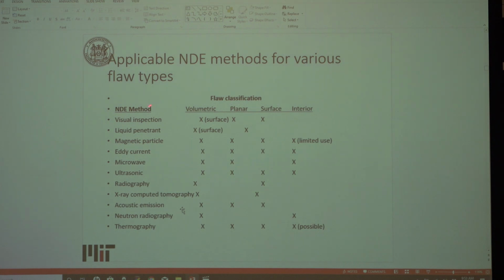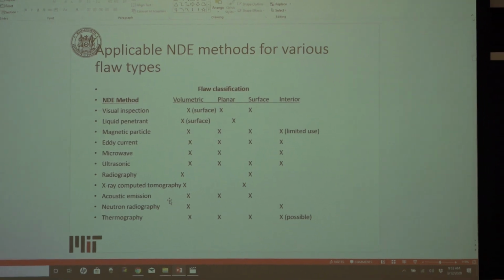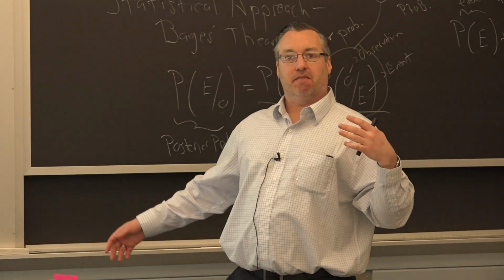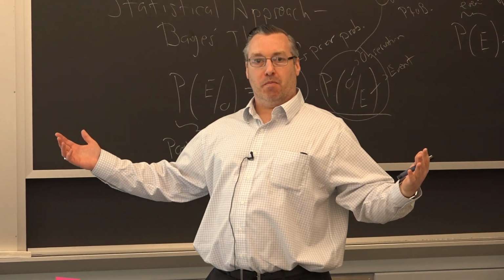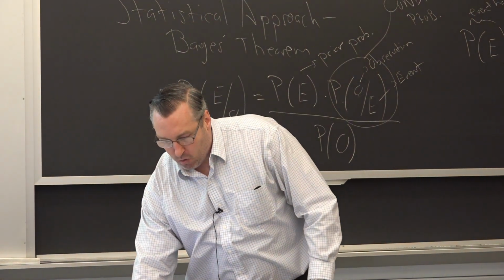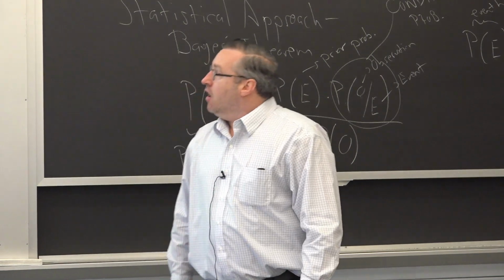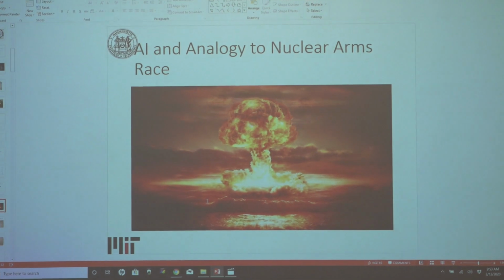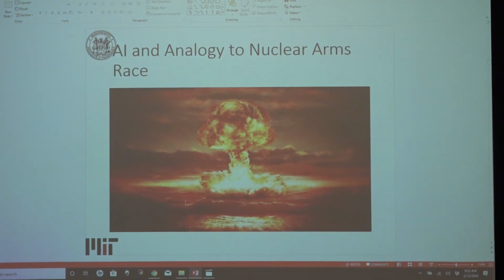Whether it's a volumetric flaw you're looking for or a surface crack, that would be a planar flaw. You have to have knowledge of the type of flaw you're looking to inspect for. If you don't even know what type of flaw you're looking to inspect for, then your chances of missing that flaw would be much higher. So an understanding of what flaws are being looked for is critical. So there's an analogy towards the space race, the nuclear race. Now we're in the artificial intelligence race.